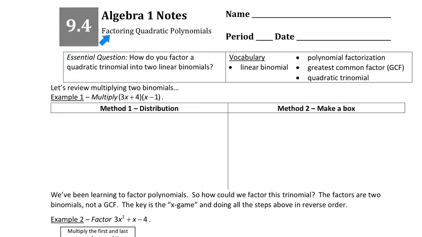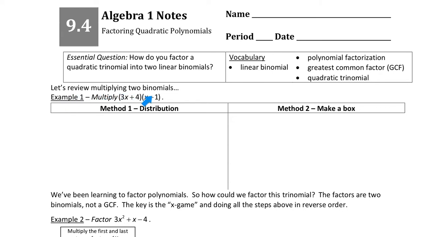On lesson 9.4, we're going to learn how to factor quadratic polynomials. Remember that quadratics are those polynomials where the highest degree of our variable is squared. So we're talking about x squared polynomials. Let me give you a moment to read through your essential question and review the vocabulary terms.